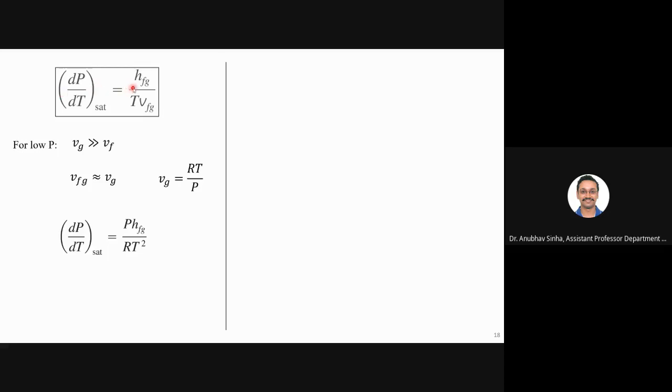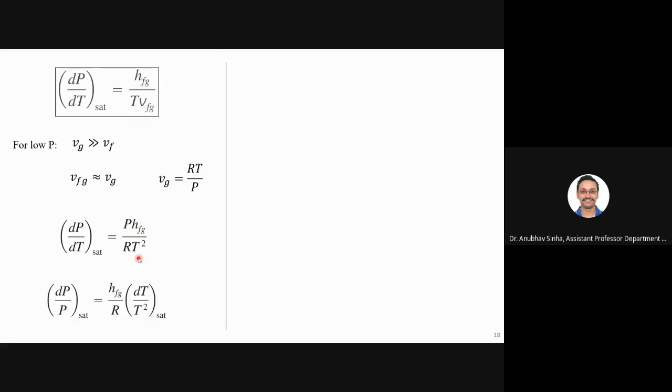Now for the LHS, HFG will be there, T will be there. Now instead of VFG, I write RT/P. So RT will go in the denominator. We had already one T there, so it will become RT squared, and P will go on the top, in the numerator. So dP/dT is equal to this.